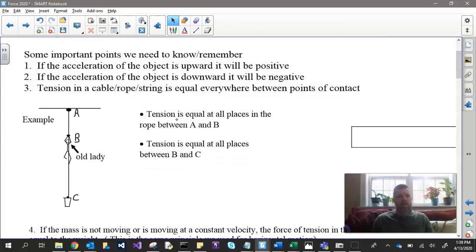If I have an object that's moving upward, it's the same as we talked about before. If you're moving upward, then the acceleration is positive. If you're moving downward, the acceleration is negative.